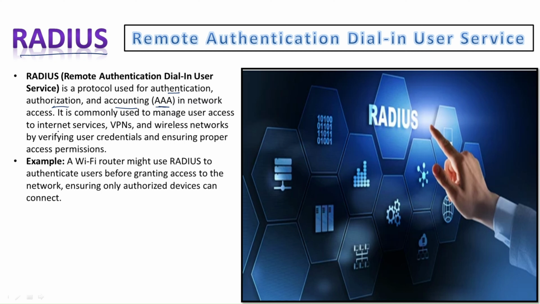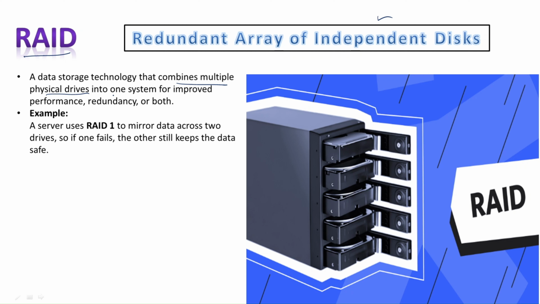RAID, that is redundant array of independent disks. So RAID is a storage technology that combines multiple physical drives into one system for improved performance, redundancy, or both. For example, a server uses RAID 1 to mirror data across two drives so that if one drive fails, the other still keeps the data safe.